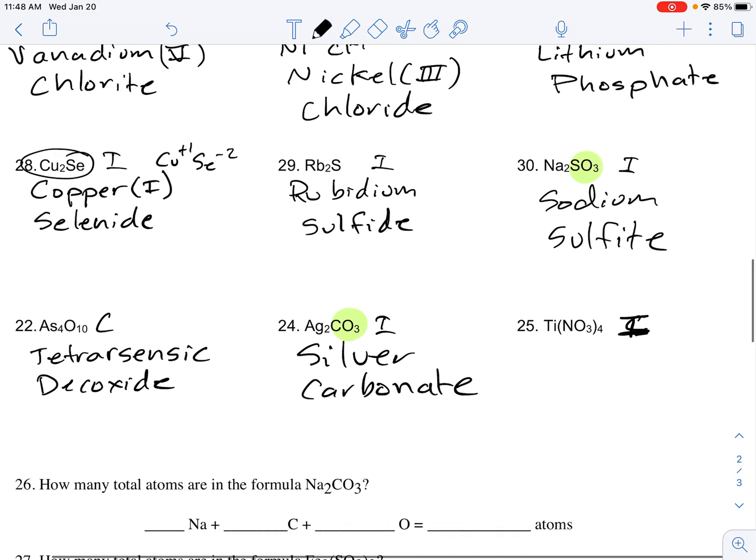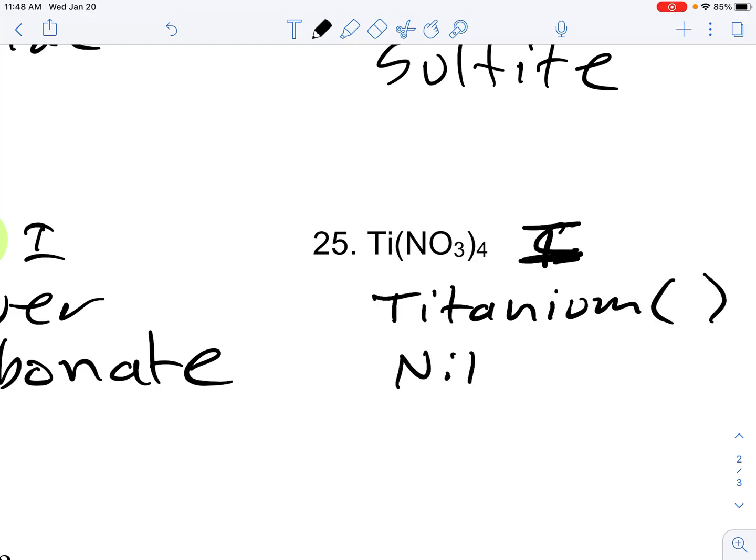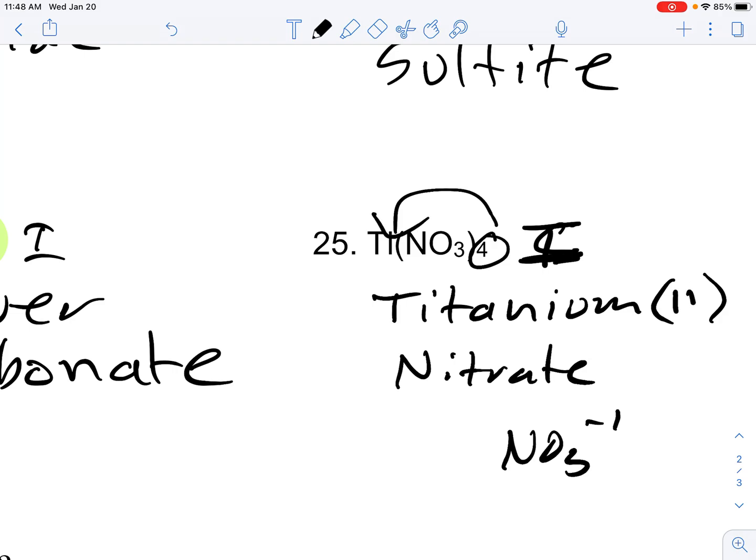Okay. Ti is titanium. It's going to have some type of charge here. NO3 is nitrate. And when I look on my list, NO3 is a -1 charge, which is why this 4 right here came from the titanium. So that's the charge of the titanium that I'm using, is titanium 4 nitrate.